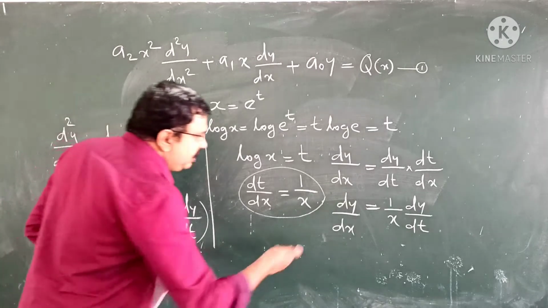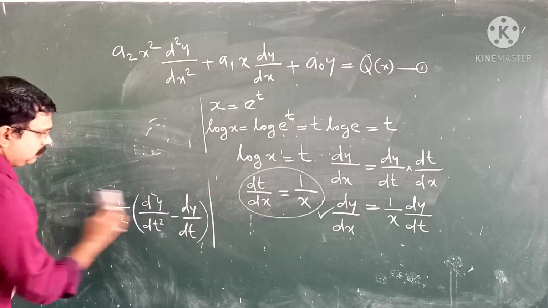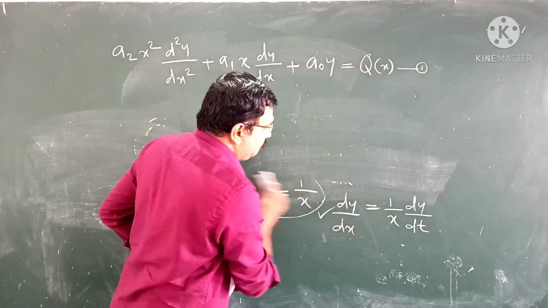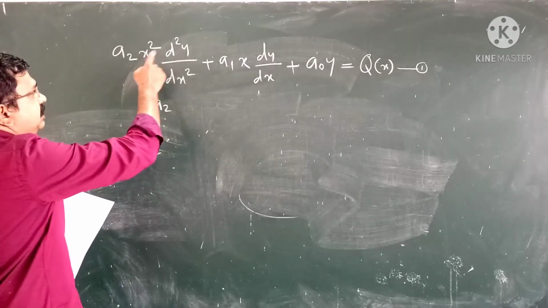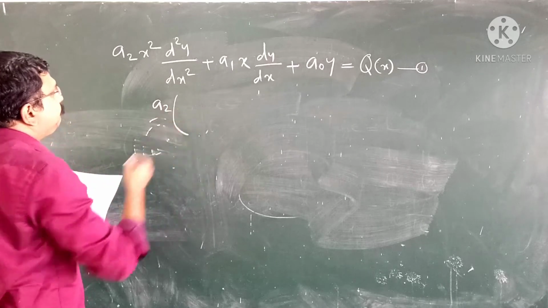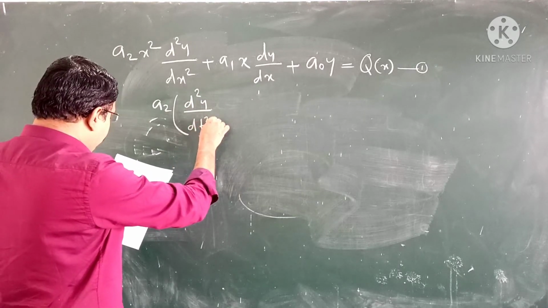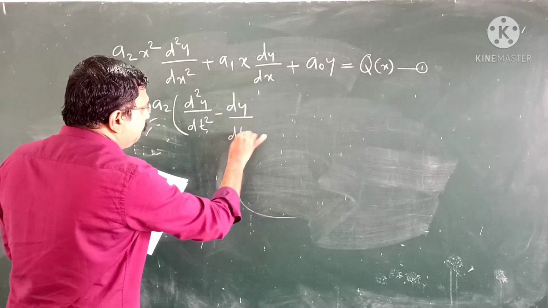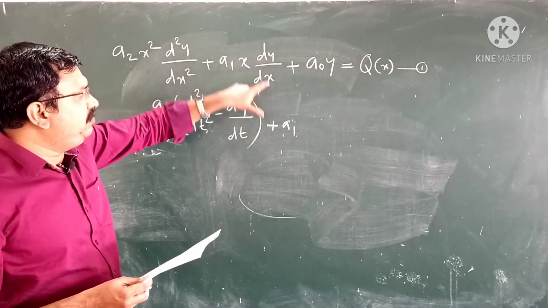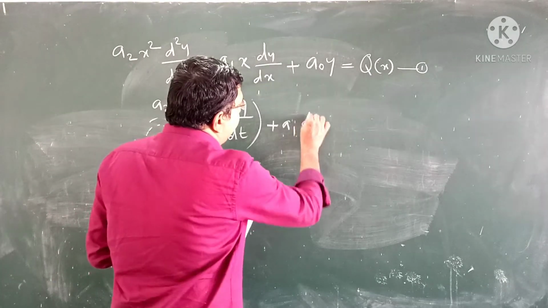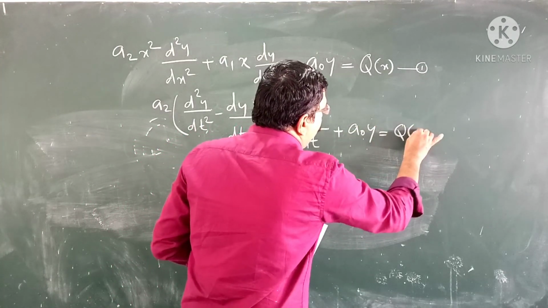Substituting these two values, dy by dx and d square y by dx square, in equation 1, we get a2 into x square d square y by dx square, that is equal to d square y by dt square minus dy by dt, plus a1 into, what is x into dy by dx, that is dy by dt, plus a0 y equal to q of x.